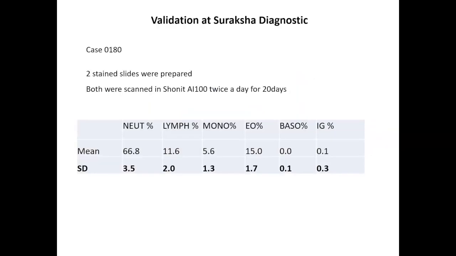So at Suraksha Diagnostic, we did lots and lots of validation. For example, this is one case where we stained two slides for the same case, and both the slides were scanned in Shonit AI 100 twice a day for 20 continuous days. And then we compared the values. The SD, if you would see, is nearly less than 3% in all the cell types. So in that way the reproducibility was ultimate. It was very nice, it was very acceptable.